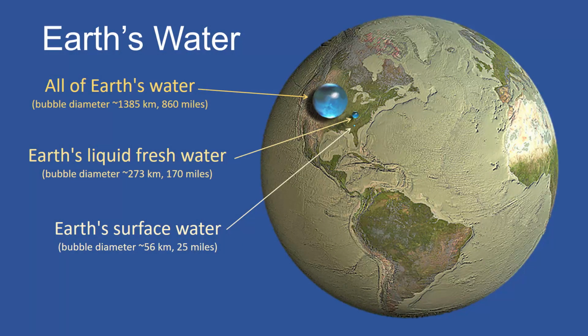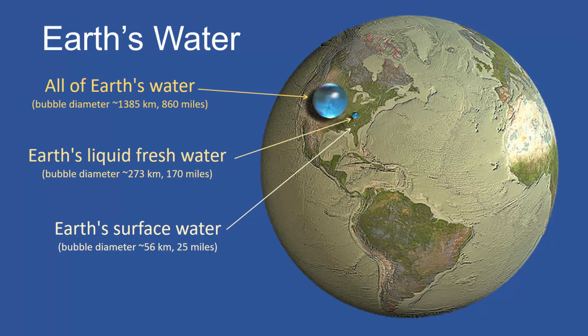The giant bubble represents all of the world's water, most of it salty. In contrast, look at how much smaller the bubble for Earth's liquid freshwater is. This represents all the groundwater, wetlands, rivers, and lakes on the planet. Finally, the third, even smaller dot that's barely visible represents Earth's surface waters. In the US, 60% of all the fresh water we use every day comes from surface water.